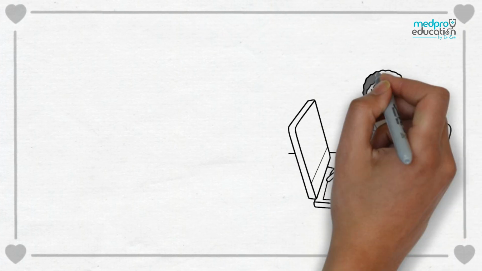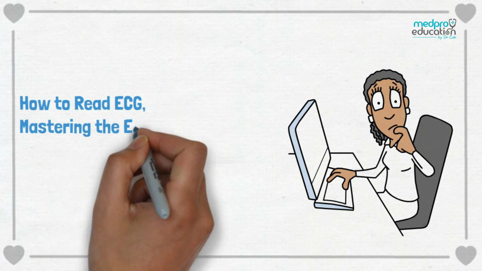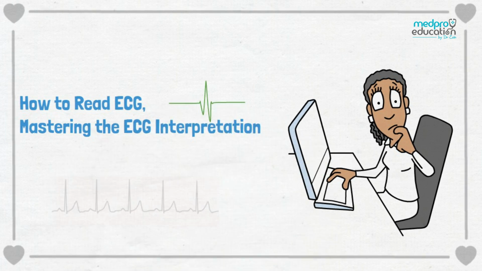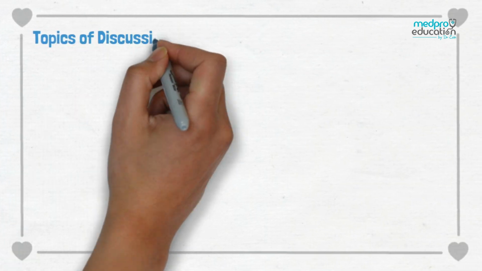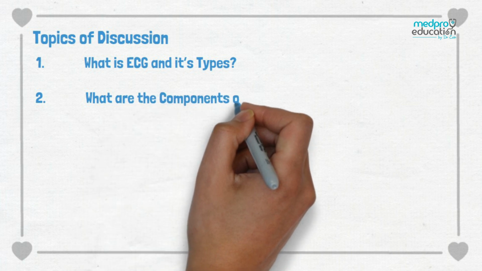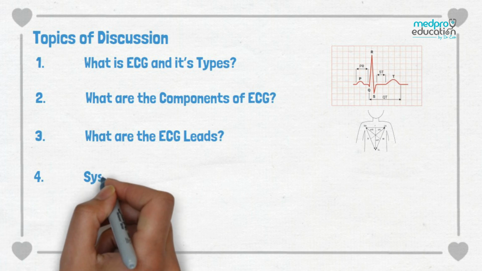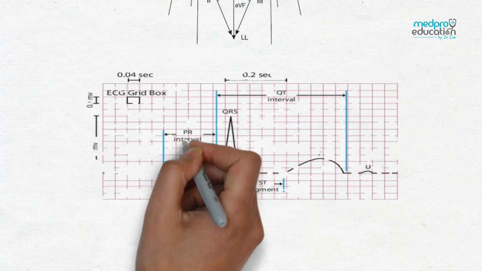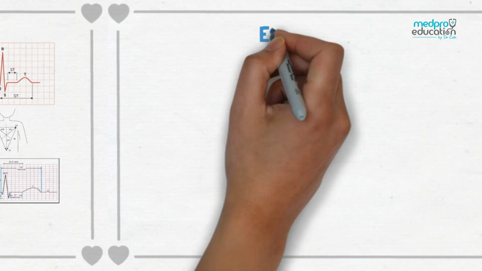Our today's topic of discussion is ECG, how to read ECG, mastering the ECG interpretation. In this topic we will cover the following topics. What is ECG and its types? What are the components of ECG? What are the ECG leads? Systematic ECG interpretation. Practical tips for interpretation.